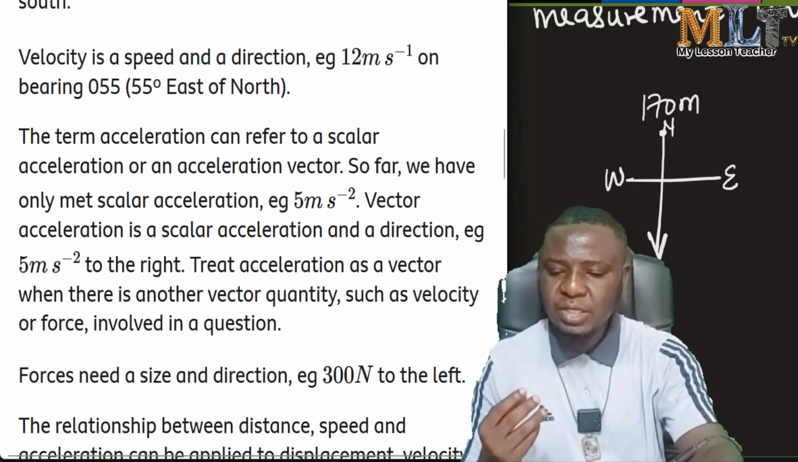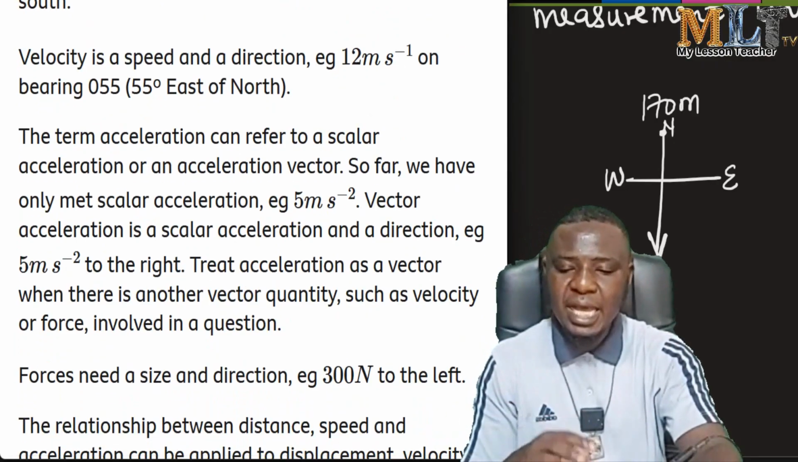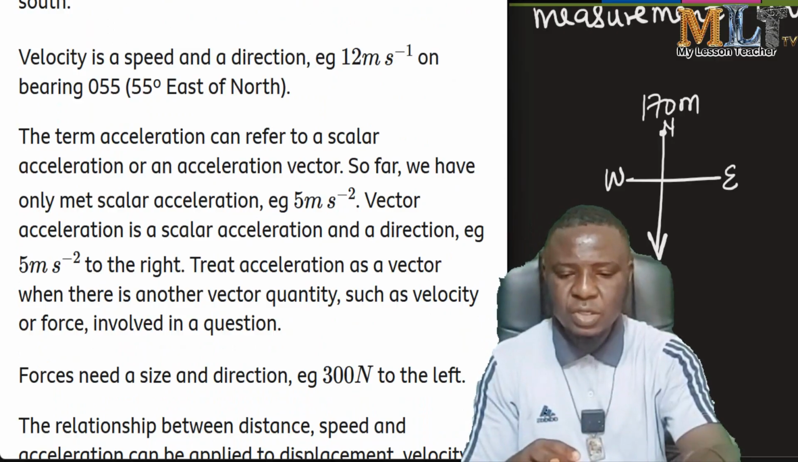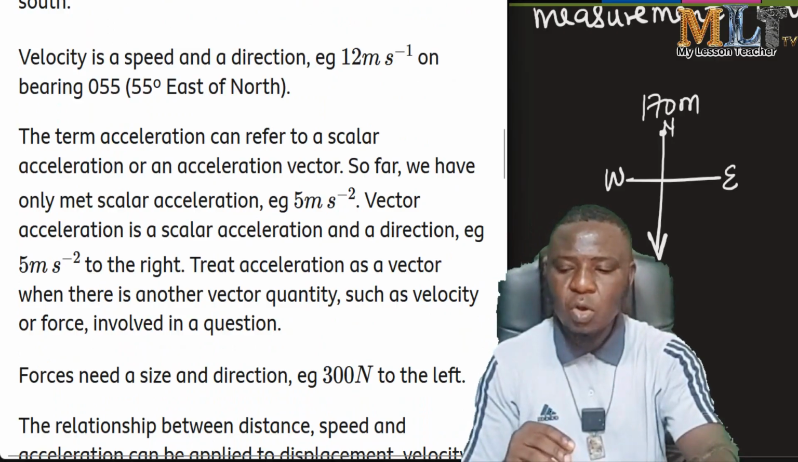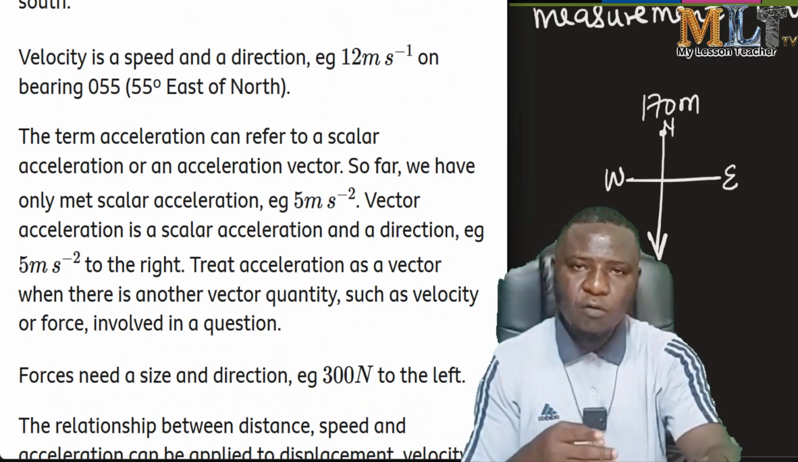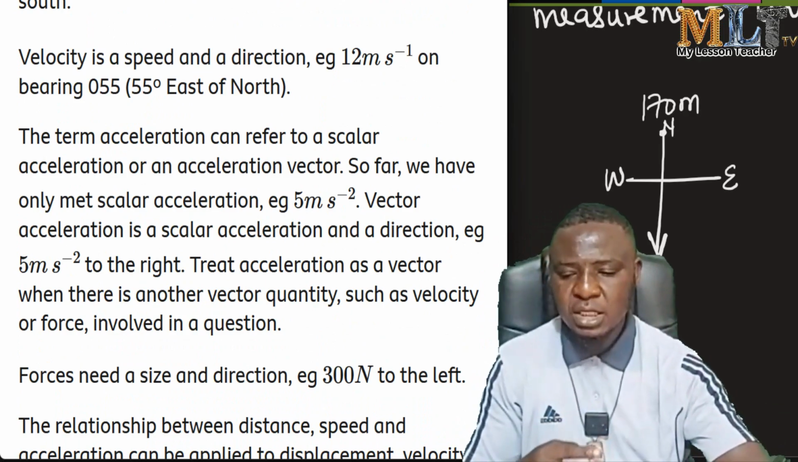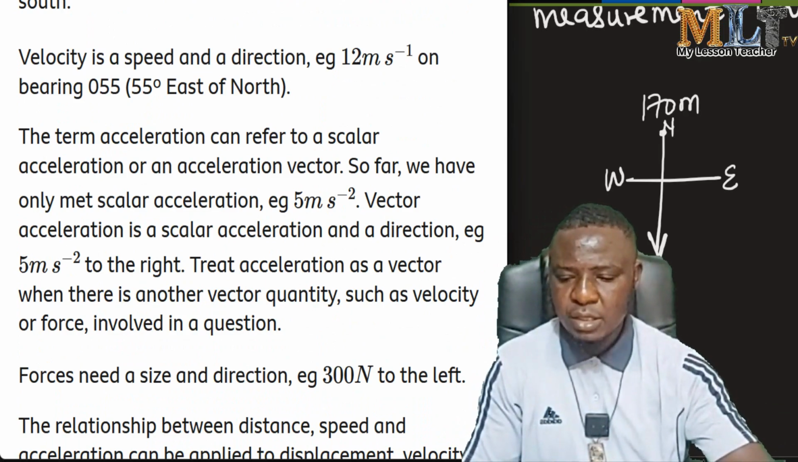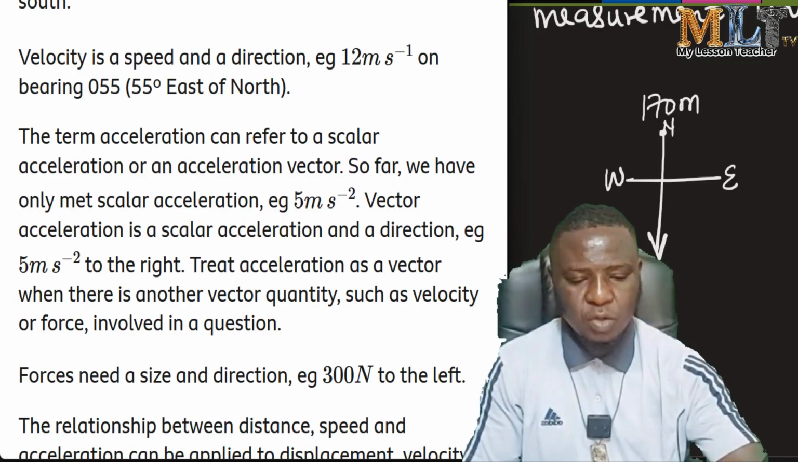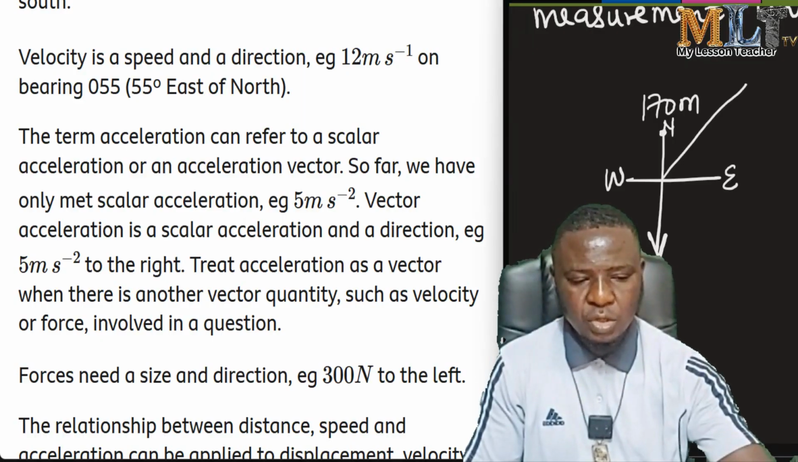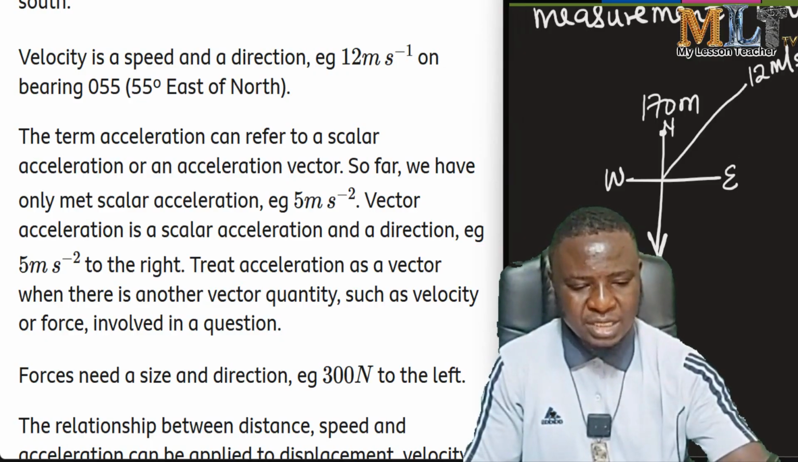Velocity is a speed and a direction. An example of it is 12 meters per second on bearing 55 degrees east of north. If I'm to sketch that, then you have it somewhere here, 55 degrees east of north. Now, this is it. You may decide to represent it as 12 meters per second, which is the magnitude. Then the direction is this, east of north. Okay, east of north is said to be 55 degrees.